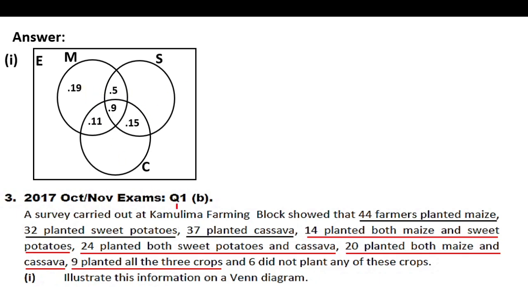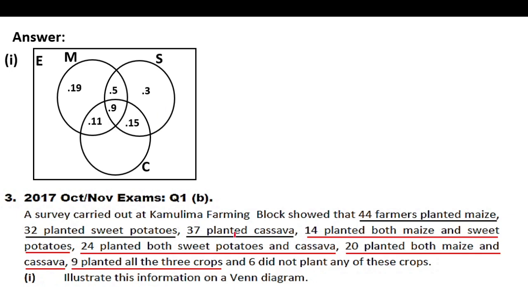All right. Then also we are told 32 planted the sweet potatoes only. So we have 15 plus 9, which will give us 20, plus what? 9, which will give us 29. So how many are missing to make 32 here? We are missing about 3 of them that did not plant any other crop apart from only sweet potatoes.